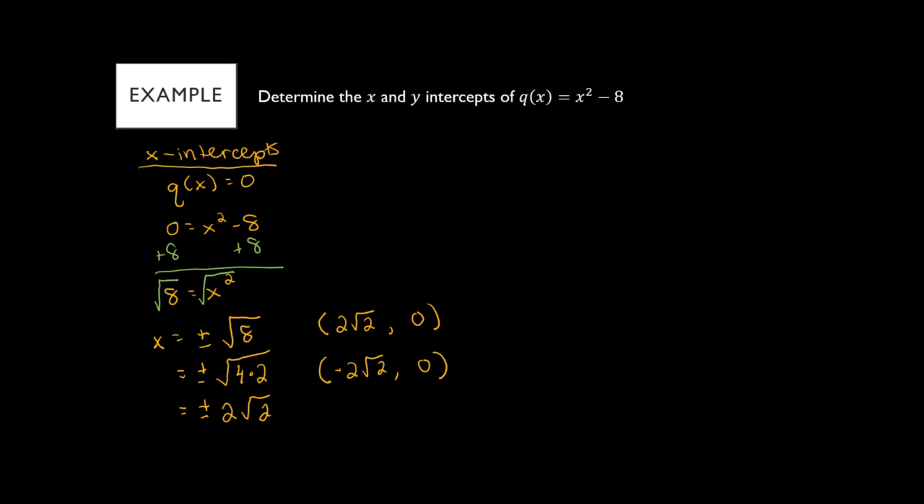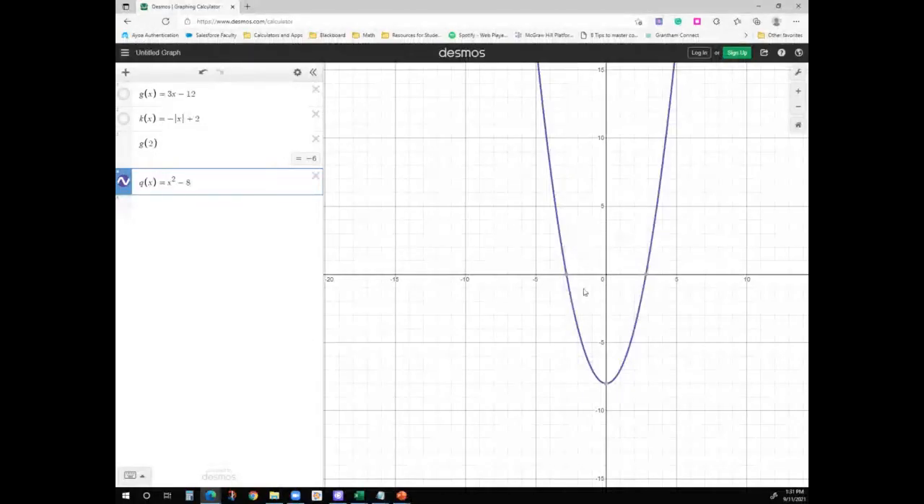So then we've got our y-intercept, because there's only one. And that is where you plug 0 in for x. So q of 0 equals 0 squared minus 8. So 0 squared is 0, so we're just left with minus 8. So as an ordered pair, that's 0, negative 8 as our y-intercept. And that matches right here, 0, negative 8 when you graph it.